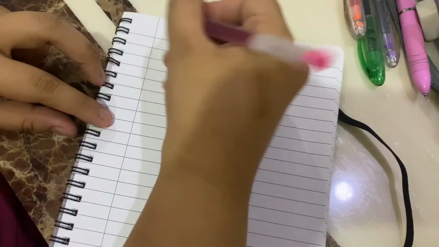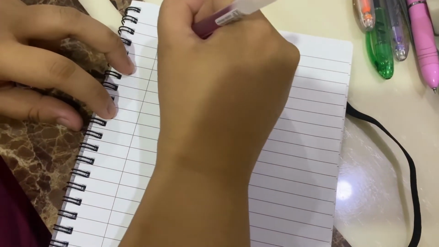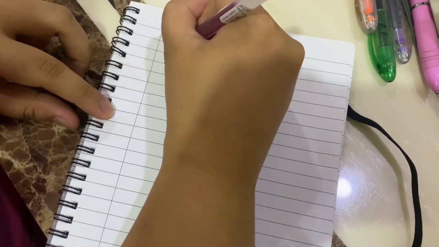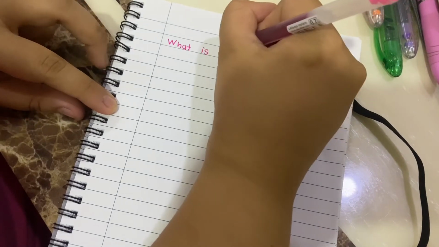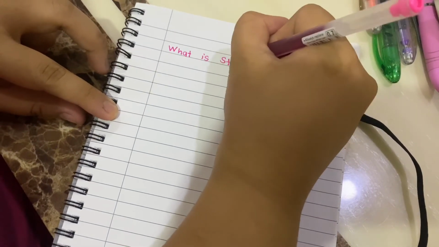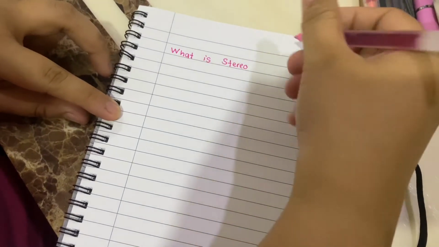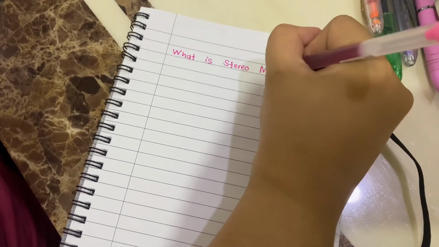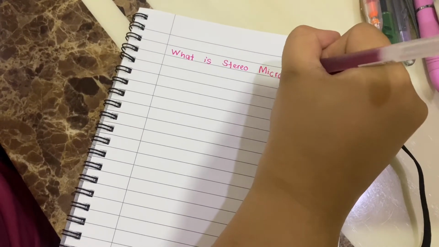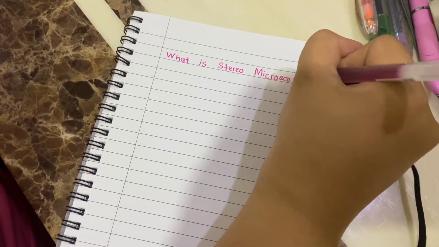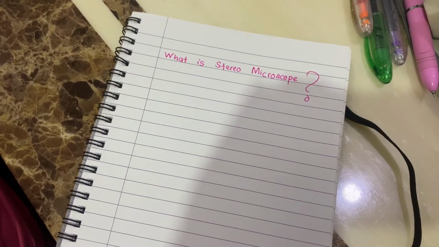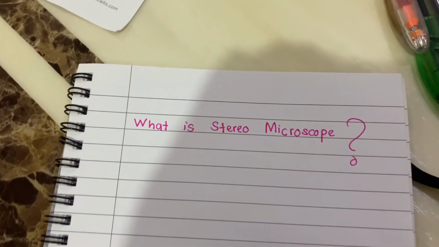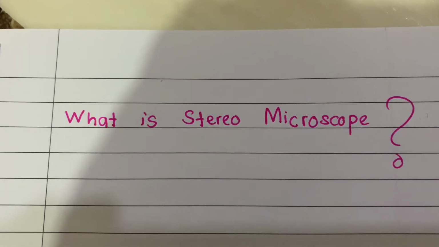In this video, I'm going to talk about the application of stereo microscope in industries. But first, what exactly is a stereo microscope? A stereo microscope is an optical microscope that provides a three-dimensional view of a specimen. It is also known by other names such as a stereo zoom microscope and dissecting microscope.